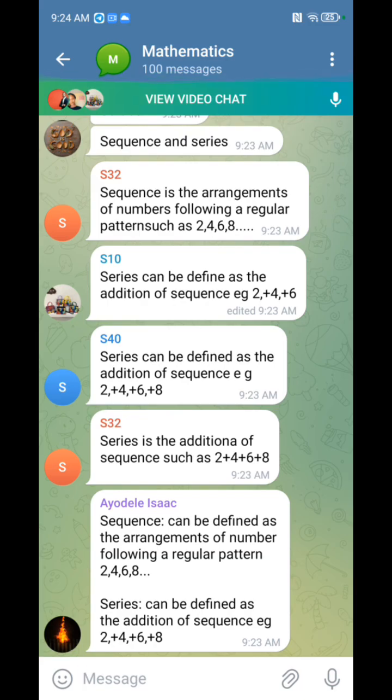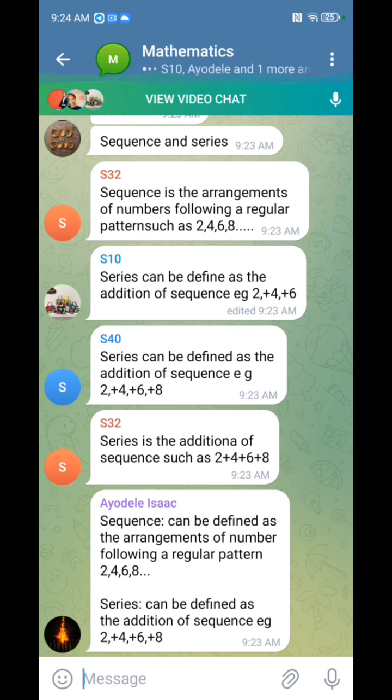Can we write on? Now, sequence is split into 2. Series is also split into 2. Sequence is split into arithmetic progression and geometric progression. We have the arithmetic progression and the geometric progression.